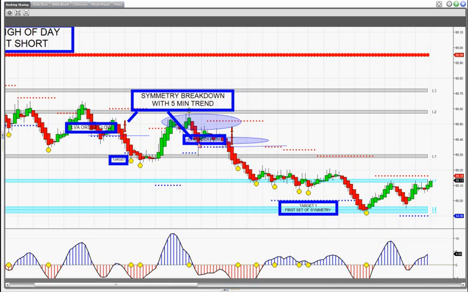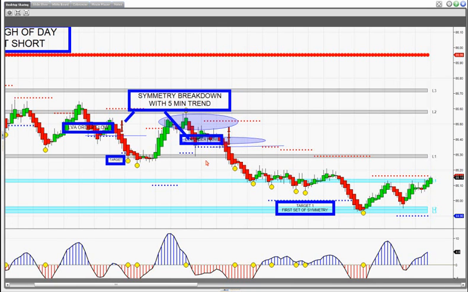Okay, but both of these are LVA order flow breakdowns of 5-minute trend. It's one of the easiest trades to spot because guess what? All you got to do is look for 5-minute trend, wait till it gets to LVA or HVA, and look for a breakdown continuation play, and that's it.